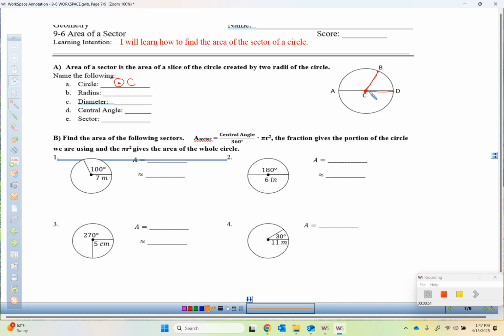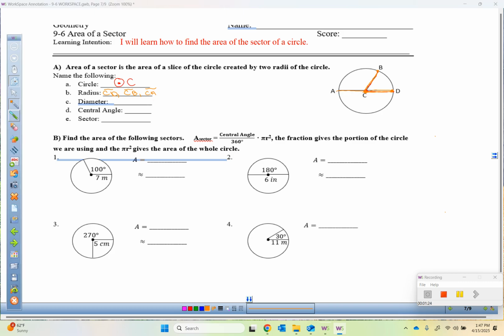Then the radius is simply the center point out to the circle, to another point. Examples of a radius would be segment CD, and segment CB. Can anybody think of another example of a radius on this one? You start with the center point first, so in this case it would be CA. Very good.